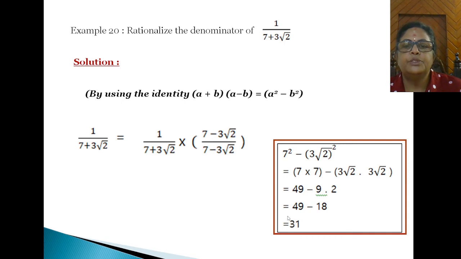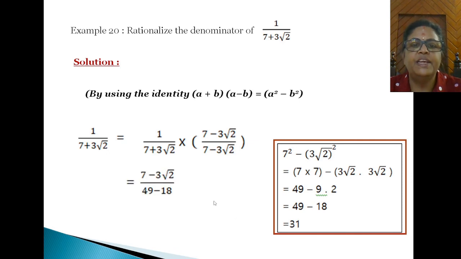49 minus 18, 31. So denominator into denominator is 31. Here you will get 7 minus 3 root 2 by 31. That is, 7 minus 3 root 2 divided by 31. Here the denominator is a rational number. Rationalize the denominator.